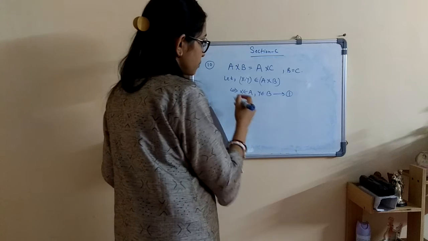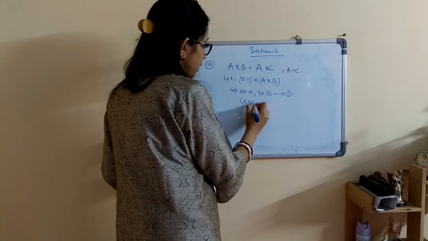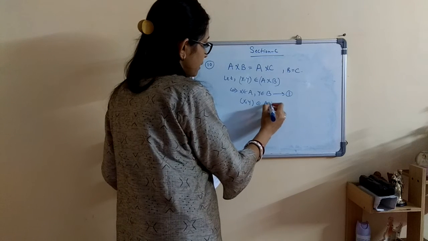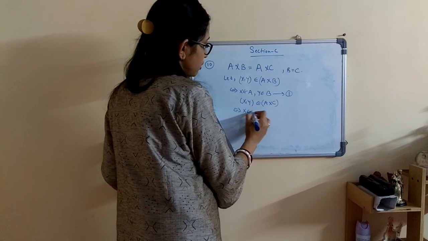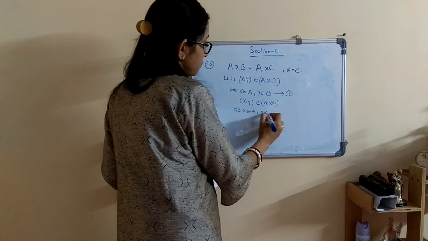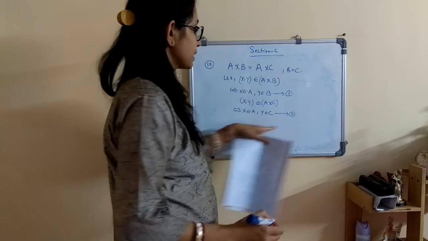Let us mark it as 1. Again, X and Y belong to A cross C. Then from here also we can write X belongs to A and Y belongs to C. So let us mark it as equation number 2.